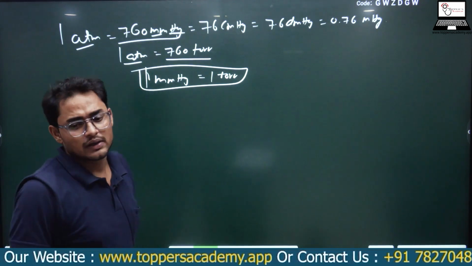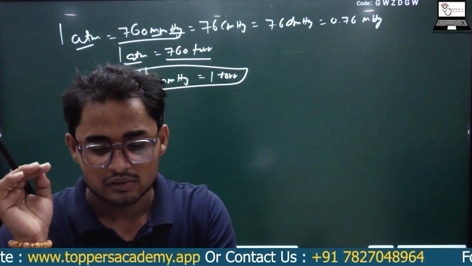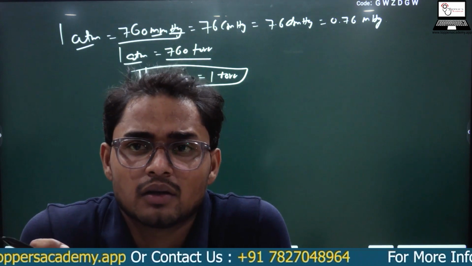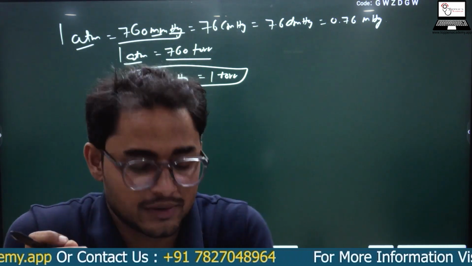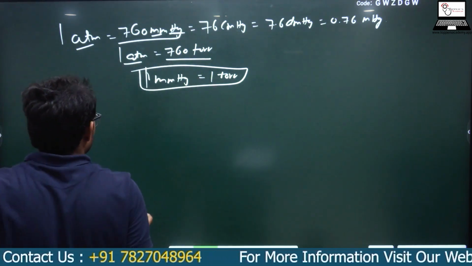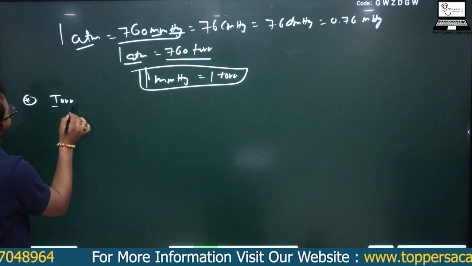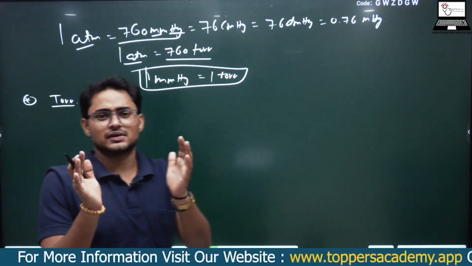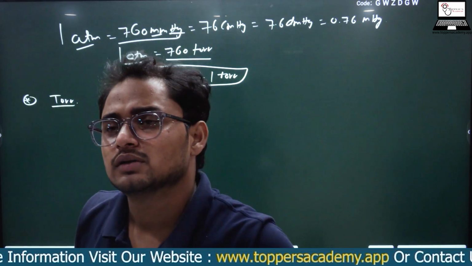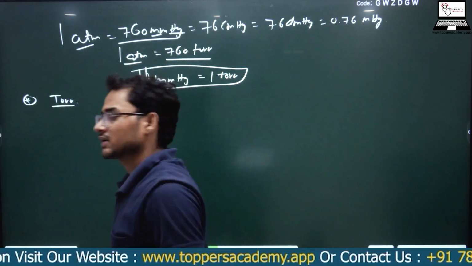Now my dear student, what is this Hg, millimeter? We are going to deal with the unit of pressure now. Then it is millimeter, meter, length. What is this? Listen please. There was a scientist whose name was Torr.